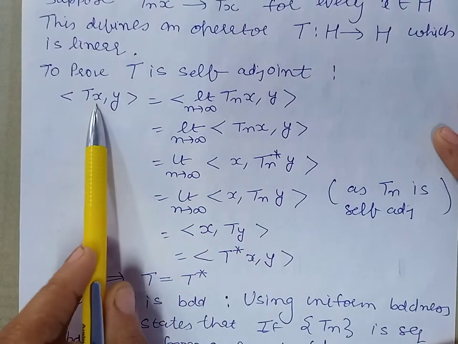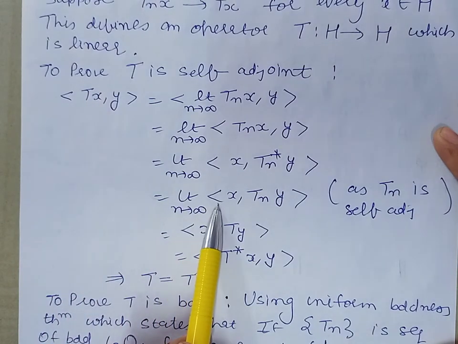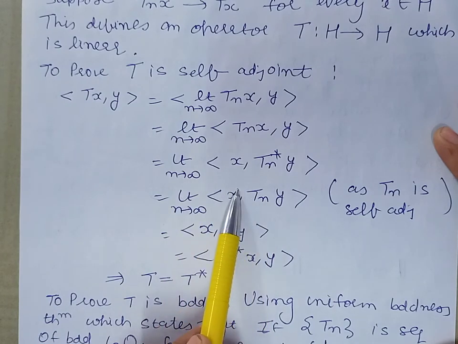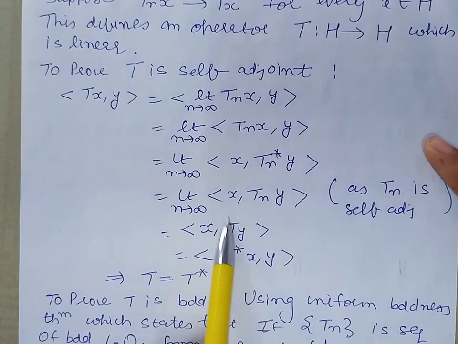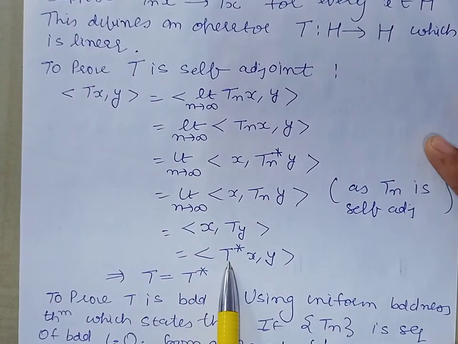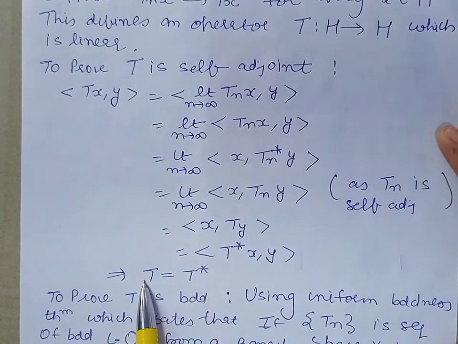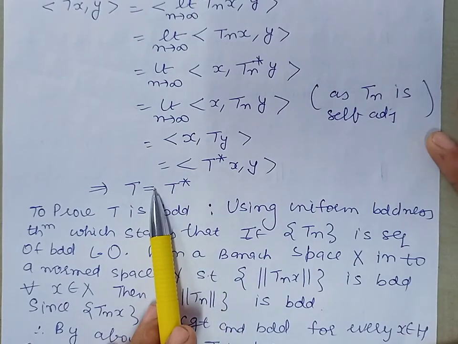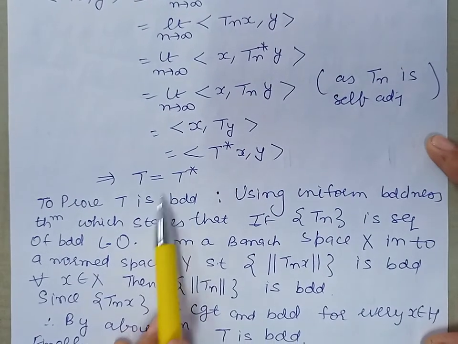So inner product of Tx with y becomes limit as n approaches infinity of inner product of x with Tn y. Now this limit can be taken here in the second argument, limit of Tn y, so that is Ty, and again taking T in the first argument, this will become inner product of T star x with y. So this proves that T is the same as T star, and this proves the self-adjointness of the operator T. Now in the next step, we prove that T is bounded.